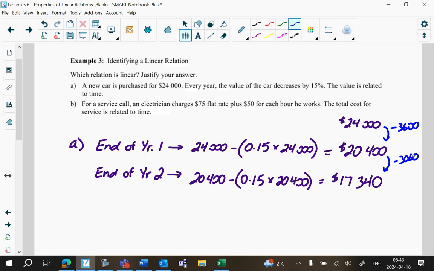Which kind of makes sense because year after year, the car is worth less. So we're going to be taking 15% of less. So it's not going to go down as much. Okay? But this tells us right here that it's not linear. We can stop. We don't have to calculate anymore.